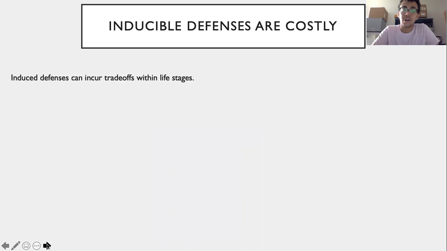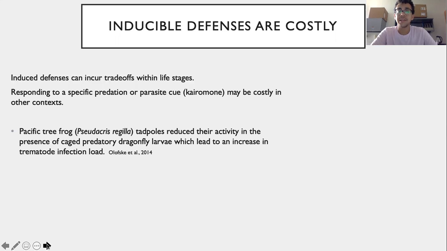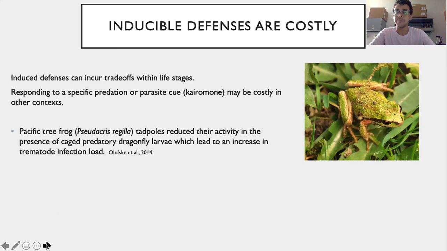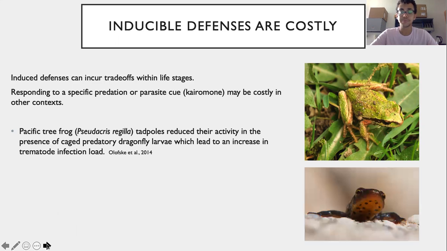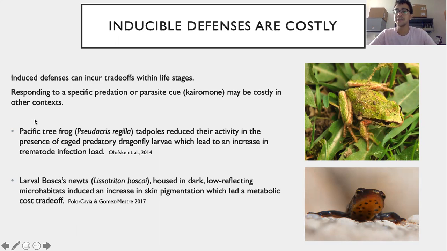So inducible defenses are costly, which means that they can incur trade-offs within a life stage of an individual. This means that responding to a specific predation or parasite cue, such as a kairomone, may be costly in other contexts within that life stage. For example, in the Pacific tree frog, an experiment found that tadpoles reduced their activity in the presence of caged predatory dragonfly larvae, but this then led to an increase in trematode infection load because they had reduced their movement. Larval Boston newts that were housed in dark, low-reflecting microhabitats increased their skin pigmentation, which led to a metabolic cost trade-off of increased oxygen consumption.